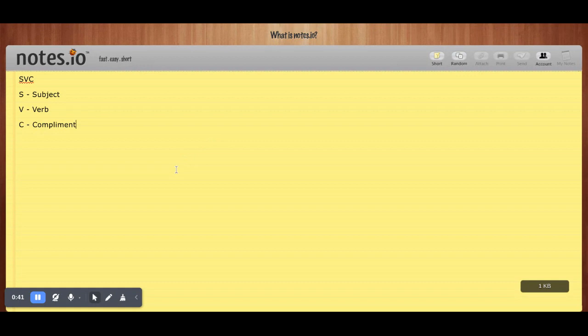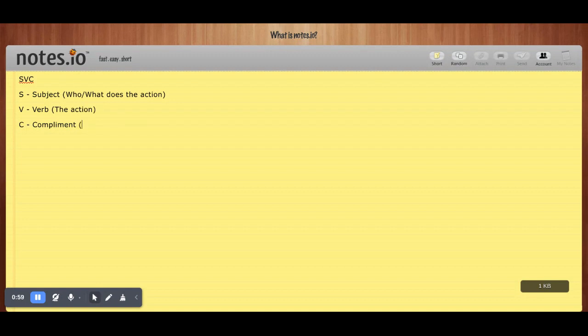So what do each of these mean? Well, let's start with subject. A subject is who or what does the action. Basically, who or what does the action, or who or what does the verb. The verb is the action.